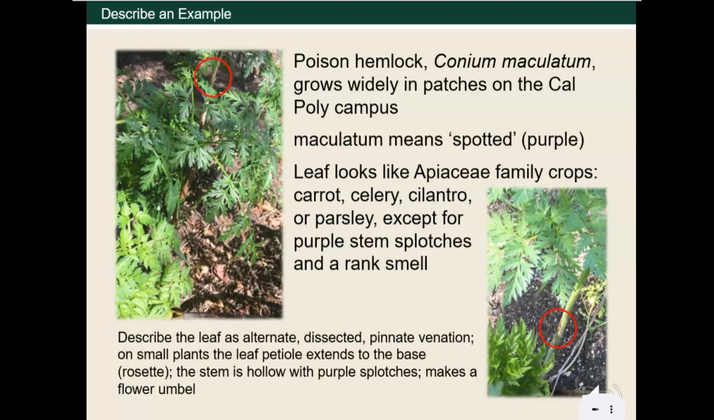Let's close with a plant growing widely in patches on campus, known as devil's porridge or poison parsley. It's poison hemlock. I snap these pictures where I park my motorcycle on campus every day, and if you jog or walk or hang out near the dairy or livestock facilities, you'll see it. The name is Conium maculatum, maculatum meaning spotted, and it's in the Apiaceae family of plants that make flower umbels. The leaves look similar to carrot, celery, cilantro, or parsley crops.